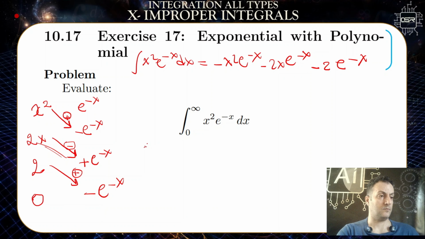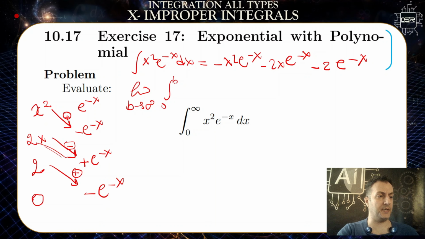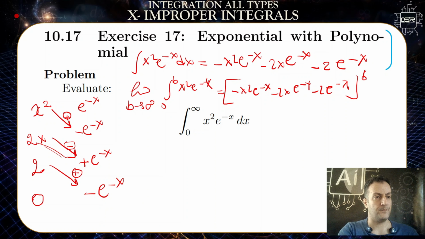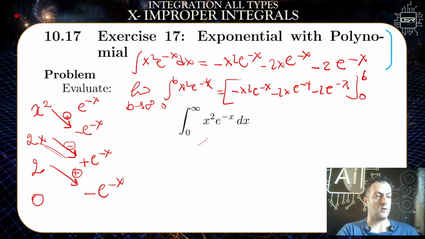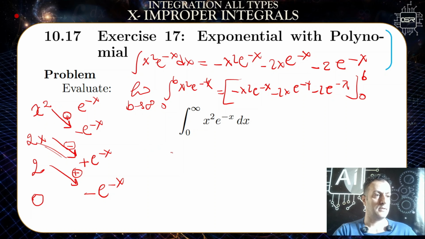Now, this integral is equal to the limit as b approaches infinity of the integral from 0 to b of x^2 e^(-x), which is this entire quantity above, -x^2 e^(-x) - 2x e^(-x) - 2e^(-x), between b and 0. Okay. Let's replace the limits.